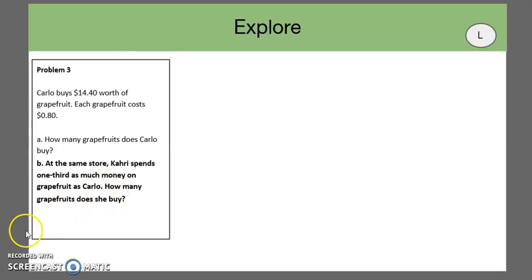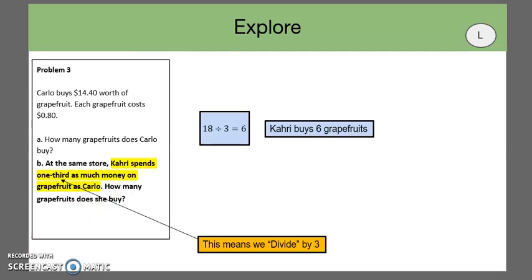So when we're thinking about the question, we know 1/3 is less than Carlo, so we can have students think about, is Kyrie's answer going to be larger than 18 or smaller than 18, and by how much? So here is just an explanation. So we know that 1/3 is going to be a key information in the problem. This means we divide by 3. So we take the answer from the first part, which is 18, we divide it by 3, and we get 6. Kyrie buys 6 grapefruit.